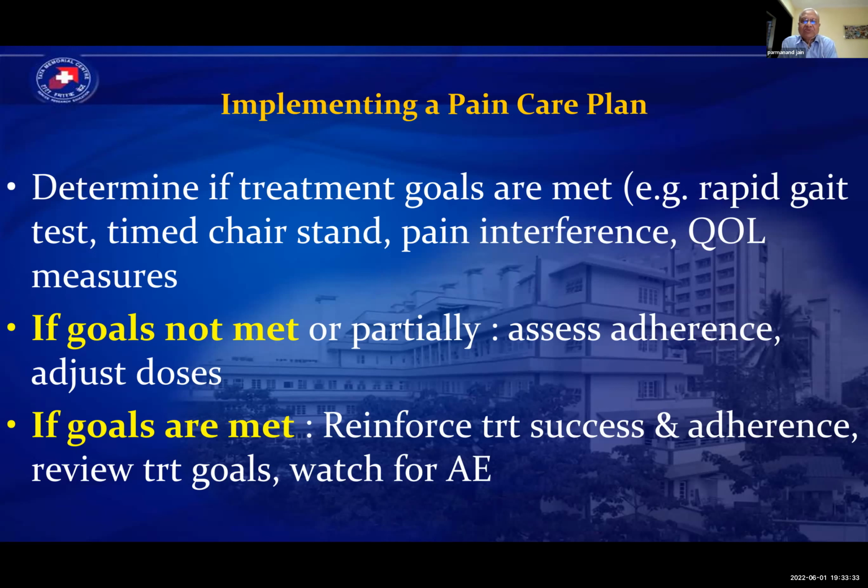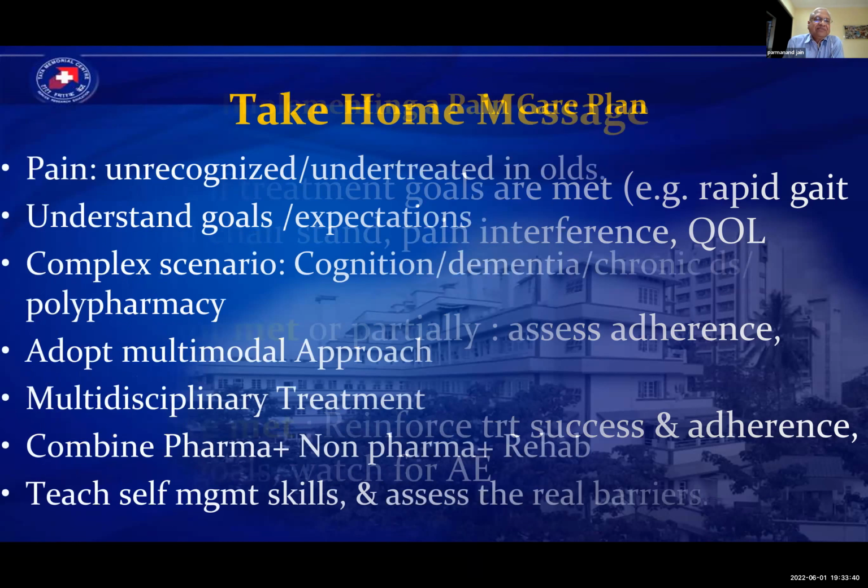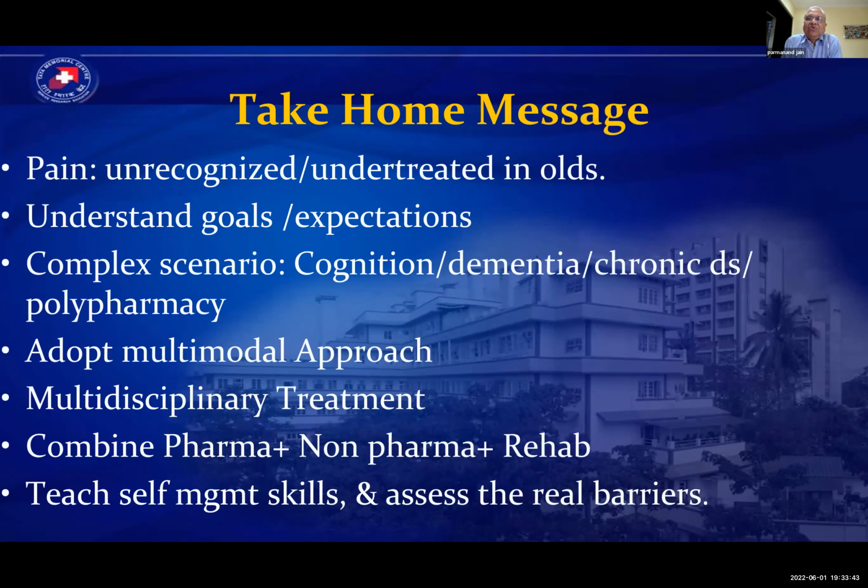If not met, then reinforce the treatment, success, adherence, and review the treatment goals, watch for the adverse effects. So the take home message of my presentation is that pain is unrecognized and untreated in the older elderly population, understand goals and expectations. It's a complex scenario because your patient has cognitive problems, maybe demented, has a lot of chronic diseases, and is on many medicines. Adopt a multimodal, multidisciplinary approach, combine pharmacologic and non-pharmacologic approaches with rehabilitation, and teach self-management skills to the patient.